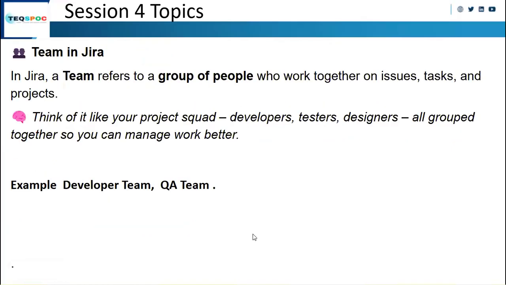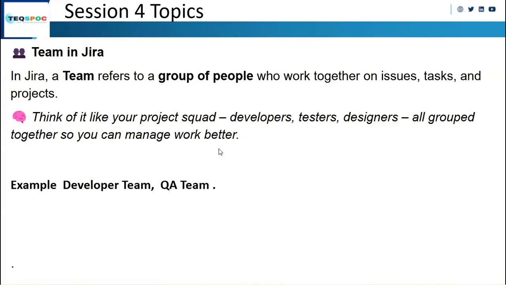Now, what is a team in Jira basically? In Jira, a team refers to a group of people who work together on an issue, task, or project. Think of it this way: in software development we have a developer, tester, and designer. So let us create separate groups, one group for developers, one group for testers, and one group for designers.